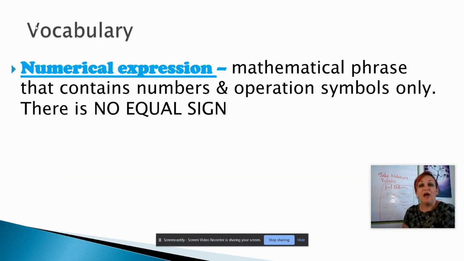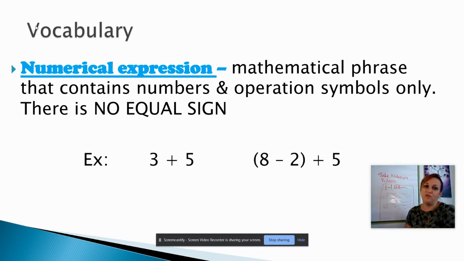All right. Our next vocabulary phrase is numerical expression. This is a mathematical phrase that contains only numbers and operation symbols, and there will be no equal sign. So the word expression is telling us that there's not going to be an equal sign. And then the word numerical means there's only going to be numbers and there will not be any variables. And so here are some examples of numerical expressions. When we are given a numerical expression, we can be asked to simplify it. We simplify expressions.